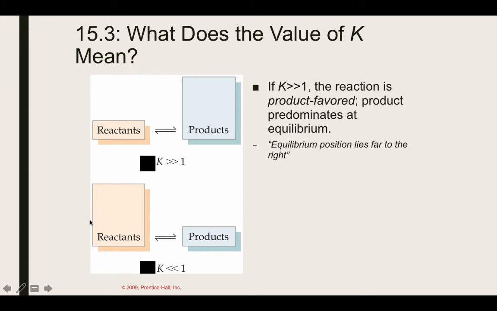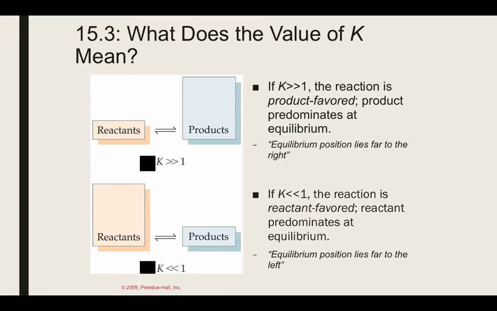On the other hand, if we have a large amount of reactants and a small amount of products, we'll have a small numerator and a large denominator in our equilibrium expression, resulting in a small value of K. When our K value is significantly smaller than 1, we say that the reaction is reactant favored, meaning that at equilibrium we have a large amount of reactants and a relatively small amount of products. Again, we could say the equilibrium position lies far to the left.